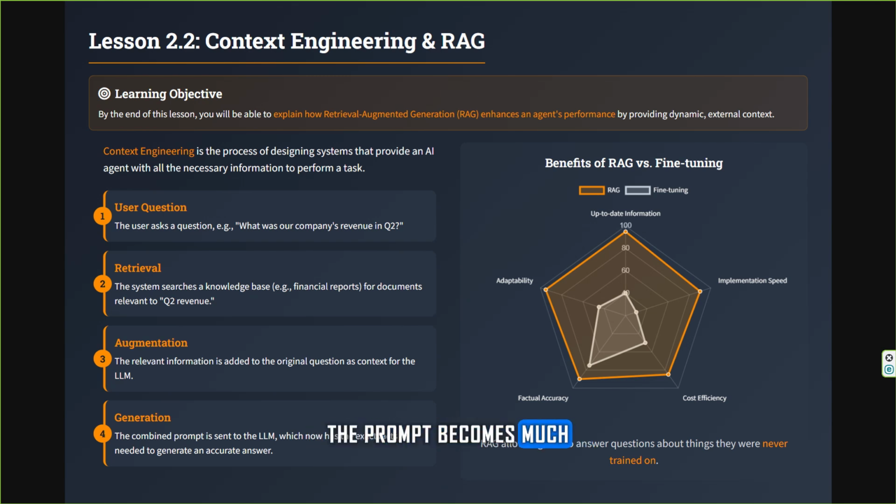The prompt becomes much more powerful. Context. Here is the text from the Q2 financial report. Question. What was our company's revenue in Q2? Generation. Finally, this combined, augmented prompt is sent to the LLM. The model now has the exact facts it needs to generate a precise and accurate answer.